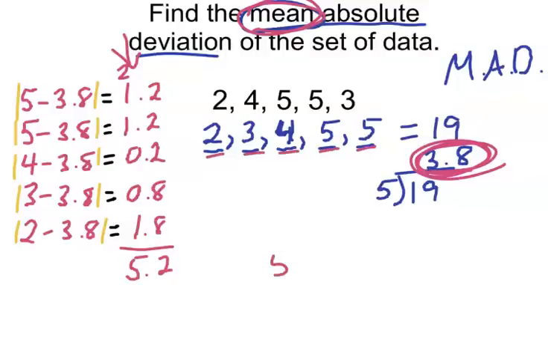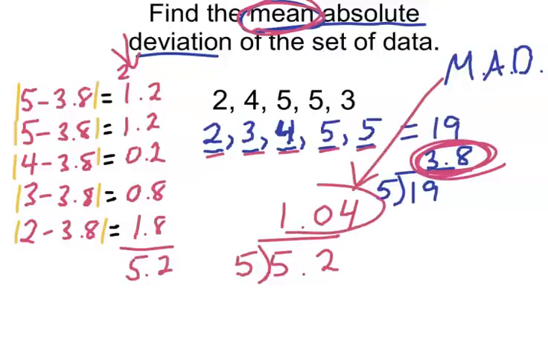So we have 5.2 divided by 5, which equals 1.04. So this is our mean absolute deviation. 1.04 is our MAD, our mean absolute deviation.